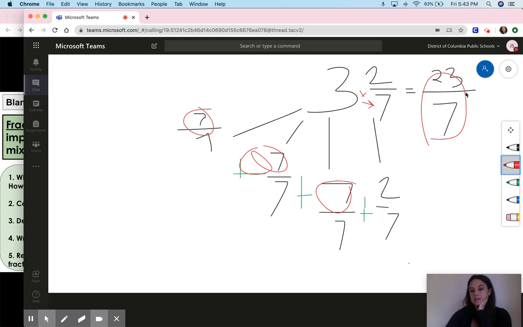So say this equivalency now. 3 and 2/7, good, is equal to? Good, 23/7. They mean the same thing.